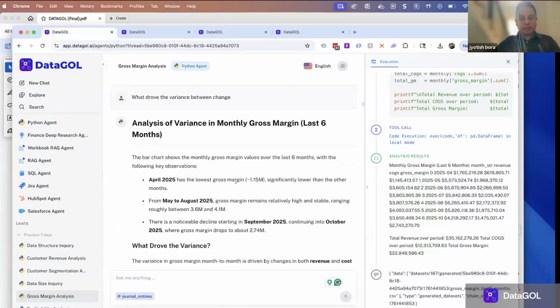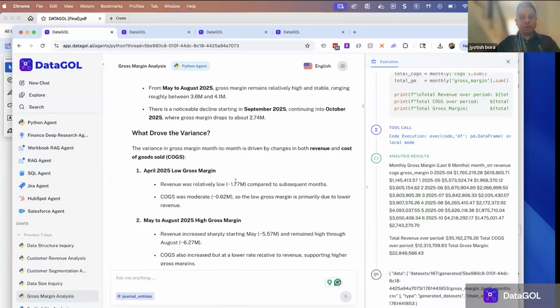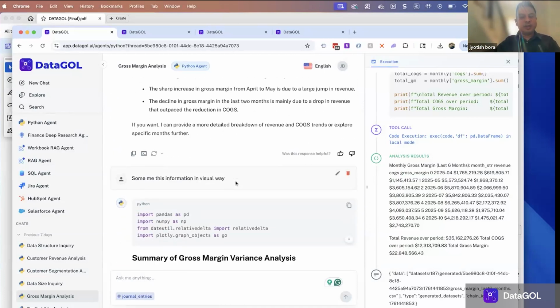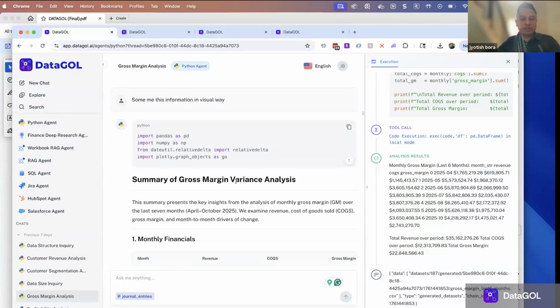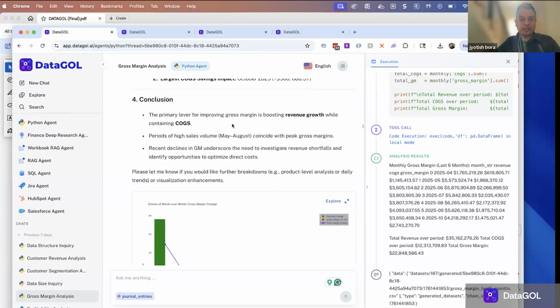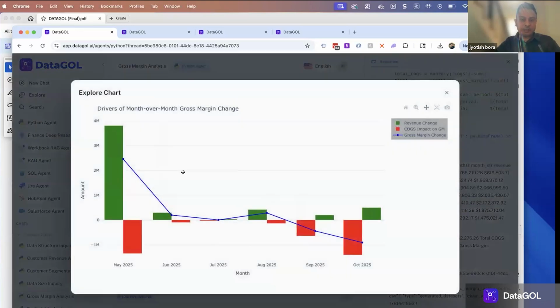It's doing some analysis, but maybe I don't want to go through all these numbers. I can just say, oh, you know what, give me the information in a visual way. So now it's taking the same information and plotting it. It's giving some of these details, and finally it did a plot of what the drivers of the gross margin, the revenue, and the COGS changes are.